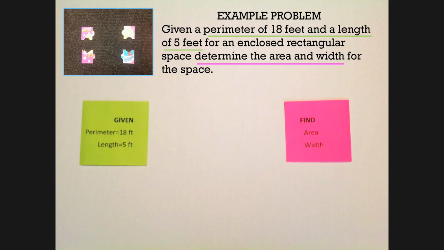Okay, let's lay out our corner pieces. Our first piece, the given, is we've been given a perimeter and a length. So we make that piece of the puzzle. And then we make the other corner, which is what is it that we're trying to find? Well, we've been told we need to determine the area and the width for this particular problem. So those 2 pieces have been laid out. The next thing is, where can we find our edge pieces?